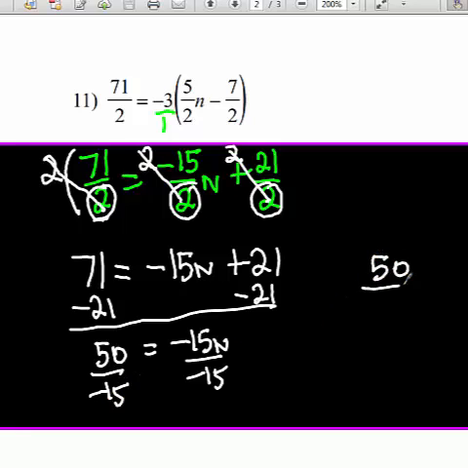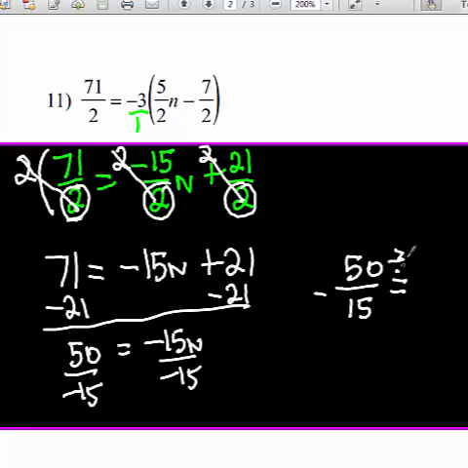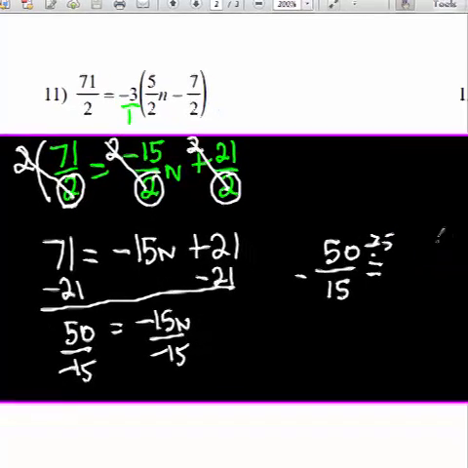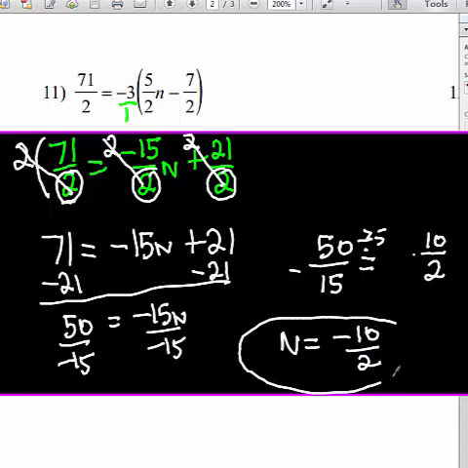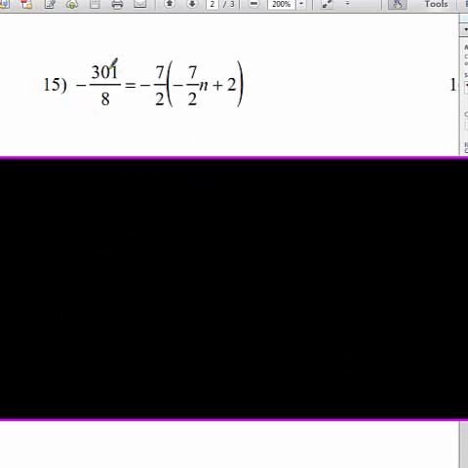And what is 50 divided by 15? Well, I can't do that, but I can simplify it. Divide both of them by 5, right? So that would make then 10 over 2. So my answer would be n equals negative 10 over 2. So here I can look at another option, another way of doing it is, instead of distributing first, I can find a way just to get rid of the denominators from the very beginning that are in the multiply stage.